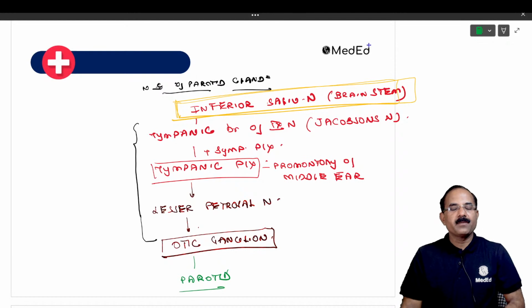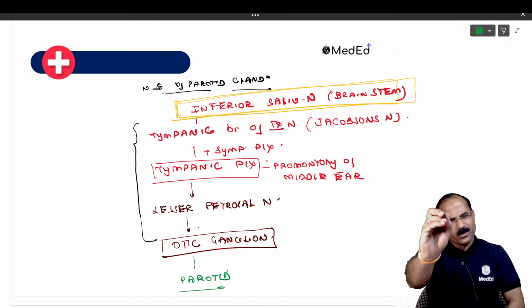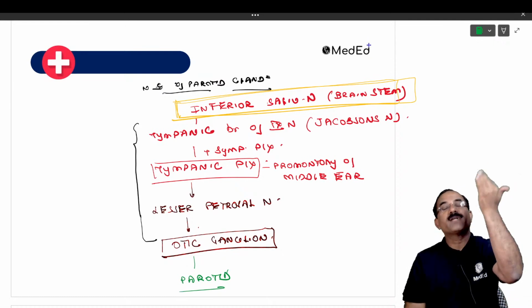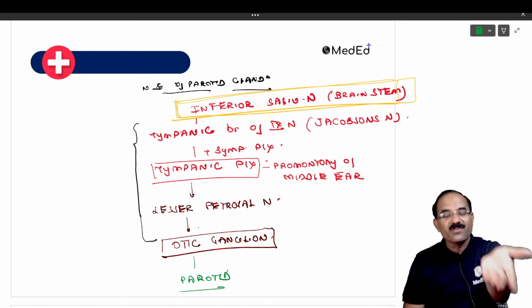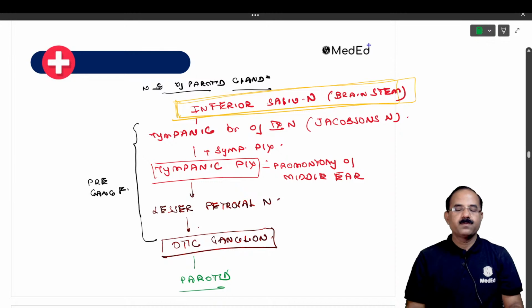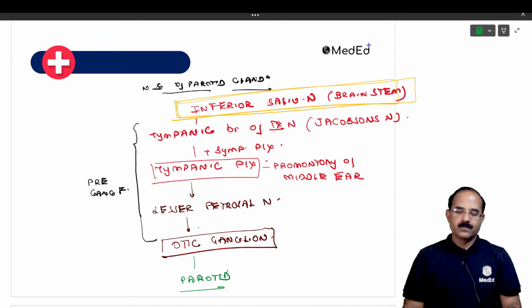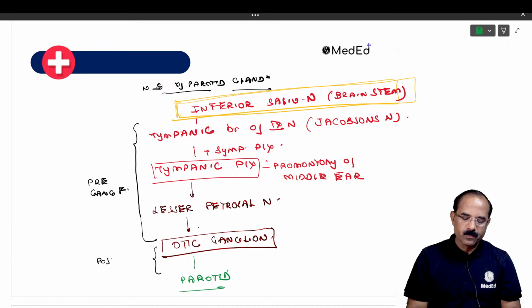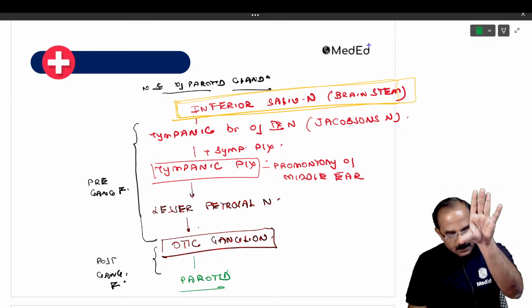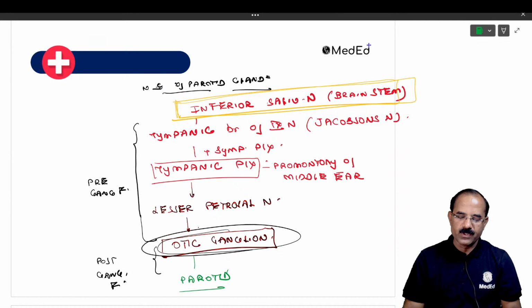Sympathetic plexus is written there, from last time, but don't write that. So what are these fibers? From the brainstem to the ganglion, what are these fibers? These are the pre-ganglionic fibers. And from the ganglion to the gland, what are these fibers? Post-ganglionic fibers.